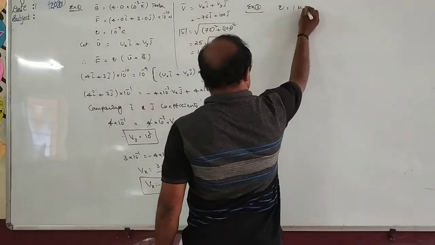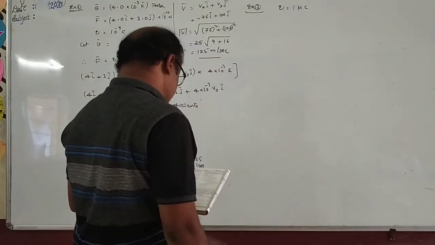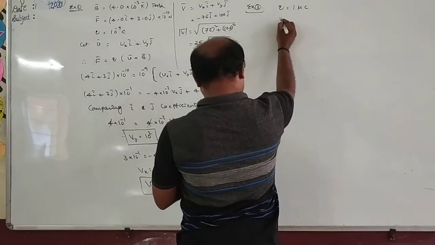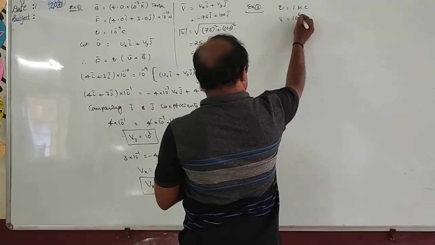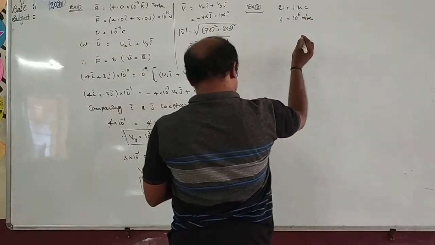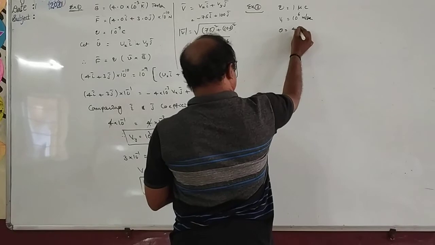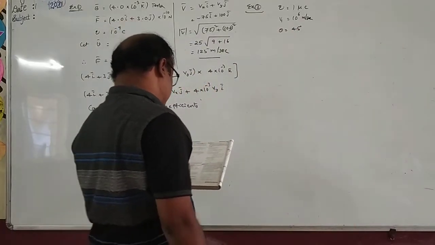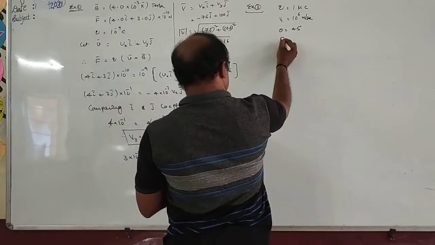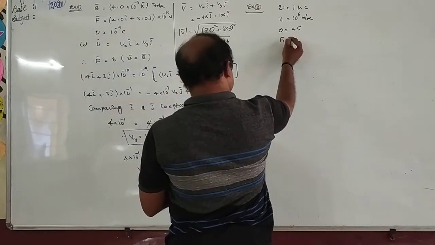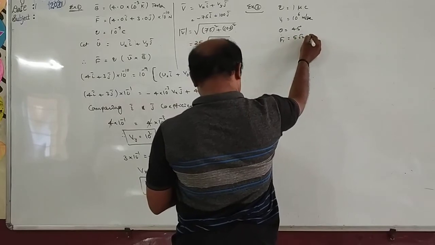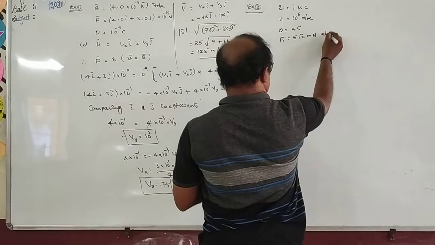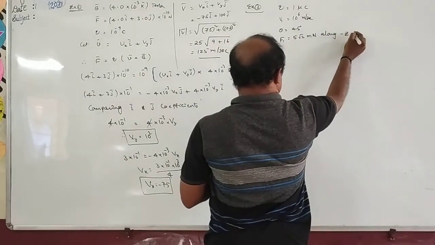A charge Q equal to 1 microcoulomb moves in a uniform magnetic field with a velocity V1 equal to 10 to the power 6 meter per second at an angle theta equal to 45 degrees with the x-axis in the xy plane, and experiences a force F equal to 5 root 2 millinewton along the negative z-axis.